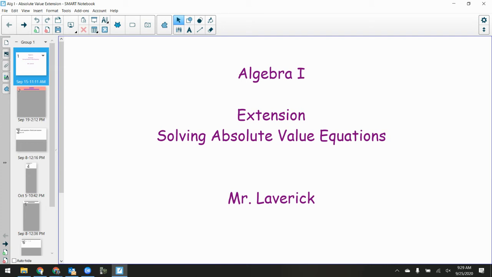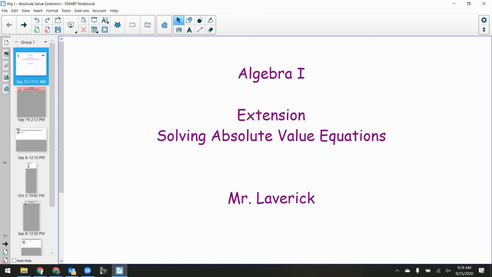Can anybody tell me what an absolute value is? What's the definition of an absolute value? I was thinking it's from zero. There we go, this is from zero. Now, what does an absolute value do to the number? What's the shorthand way of saying it? Makes it positive.